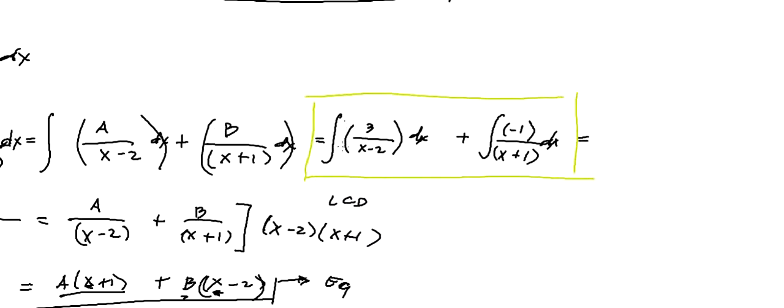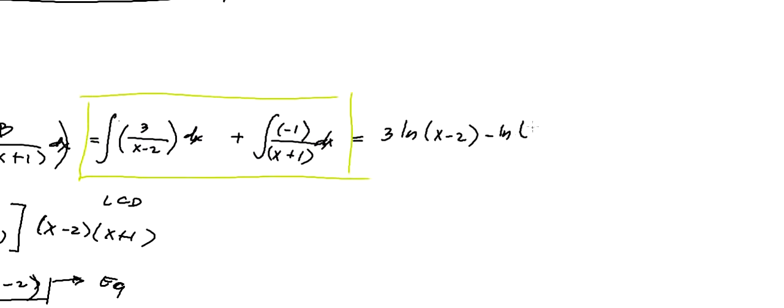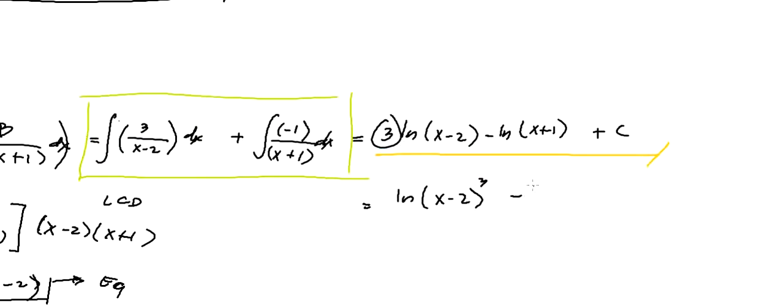Okay, so the integral of 3 over x minus 2 is just 3 ln of the absolute value of x minus 2, right? And then plus the negative 1 ln of x plus 1, and then our plus c. Therefore, this is now our final answer. Or if you still want to simplify this like what we have done before, we have ln of (x minus 2) cubed minus ln of (x plus 1), and our plus c.